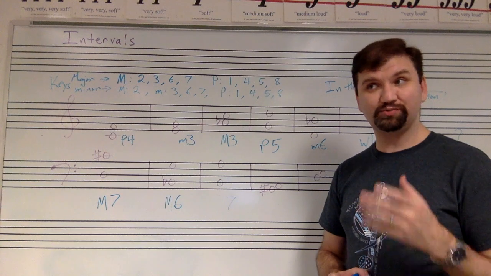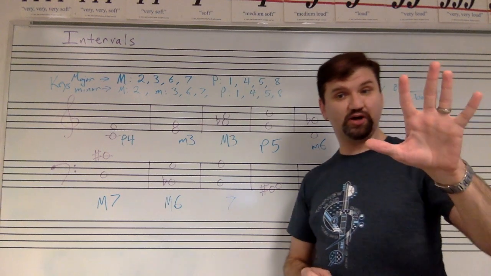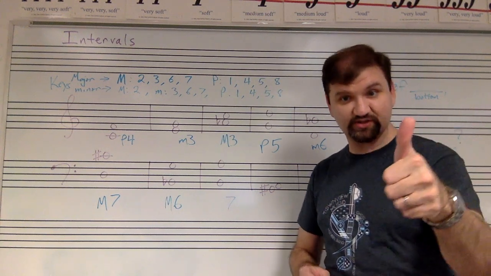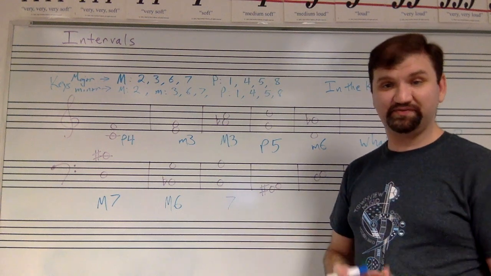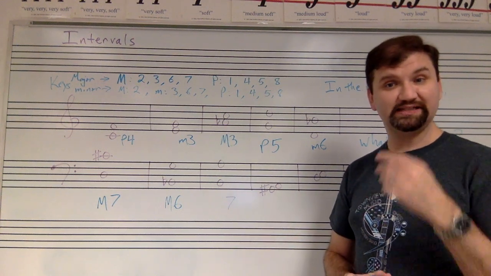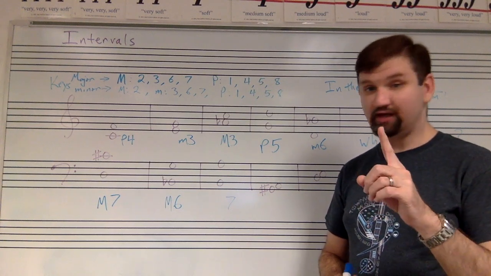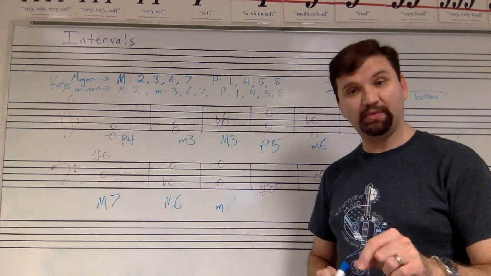Well, A should be sharped in B major because the key of B major has 5 sharps, F, C, G, D, A. A is our sharp there. That's not A sharp, so that doesn't fit B major. That's A natural. That means it's a half step smaller. It's not a major seventh, it's a minor seventh.